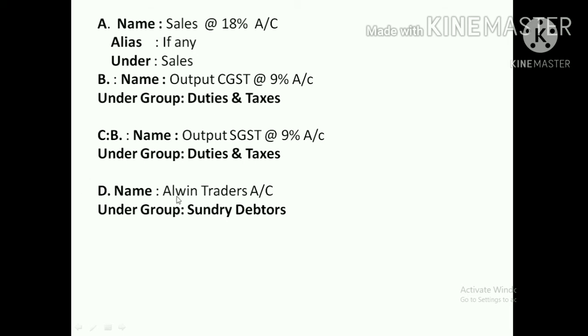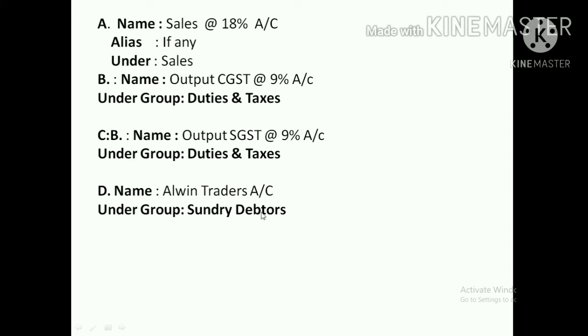Then next, one more account going to be created, that is Alvin Traders account. We have not yet created Alvin Traders account, and it is a sundry debtor. Why is it called sundry debtor? Alvin Traders purchased the goods on credit basis, so we should consider him as a debtor.